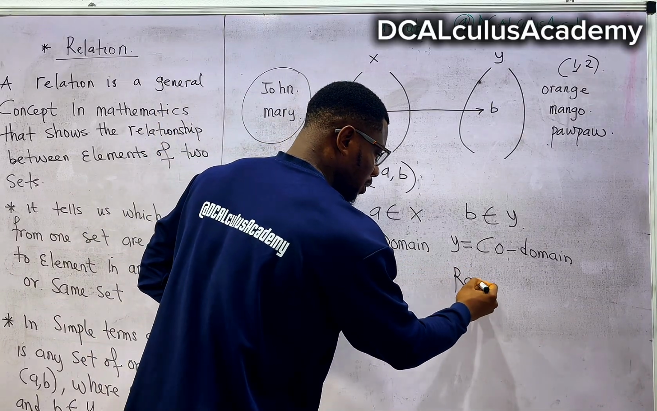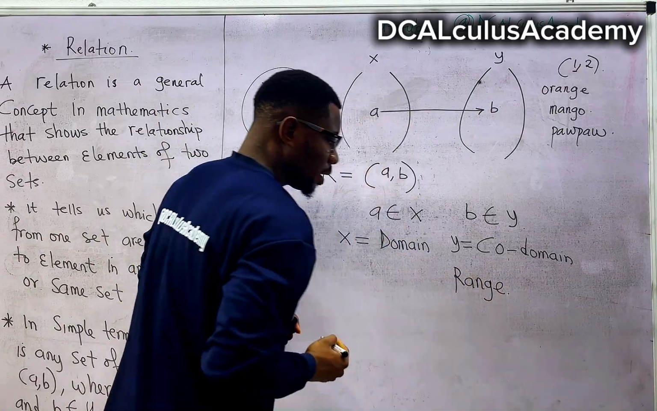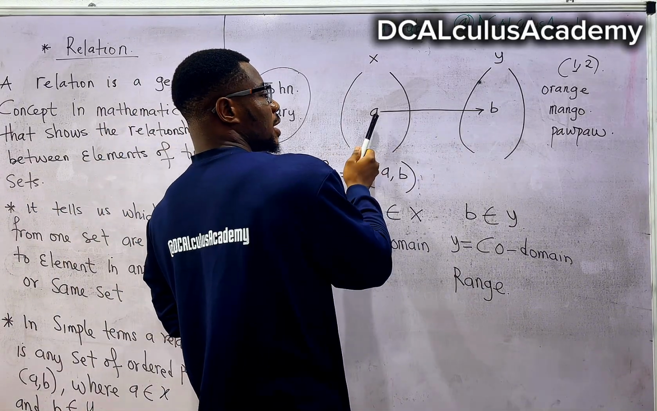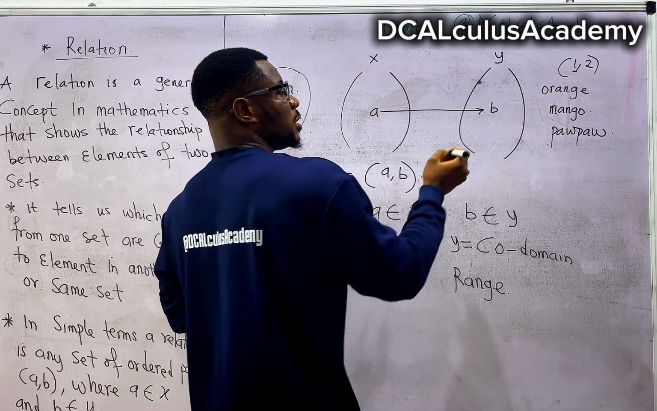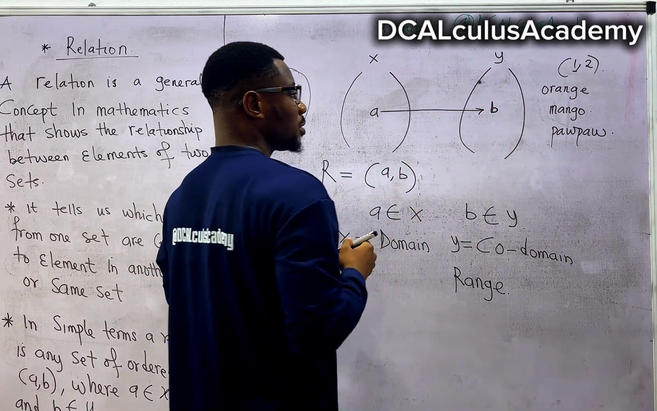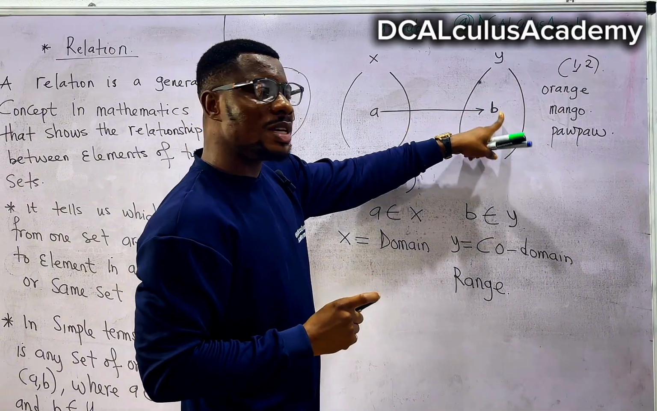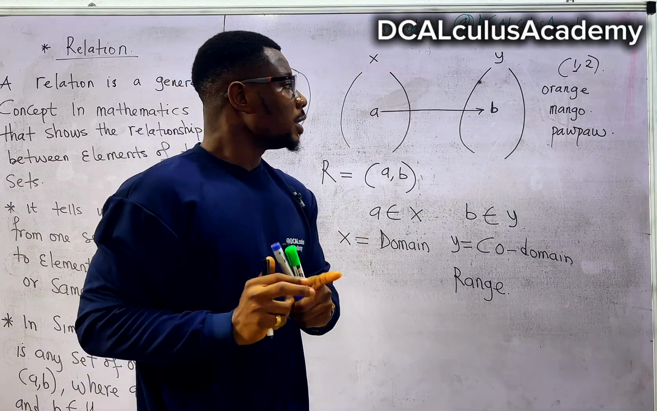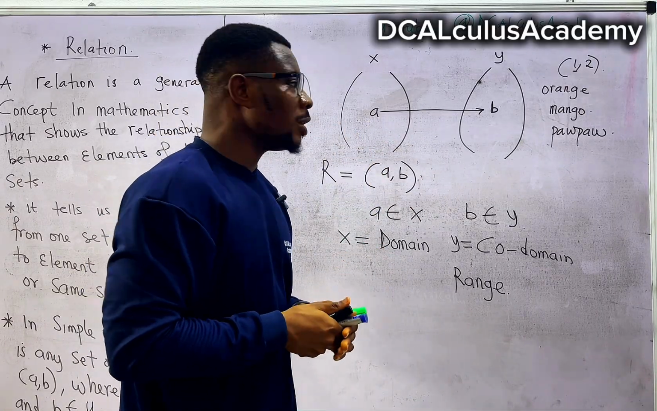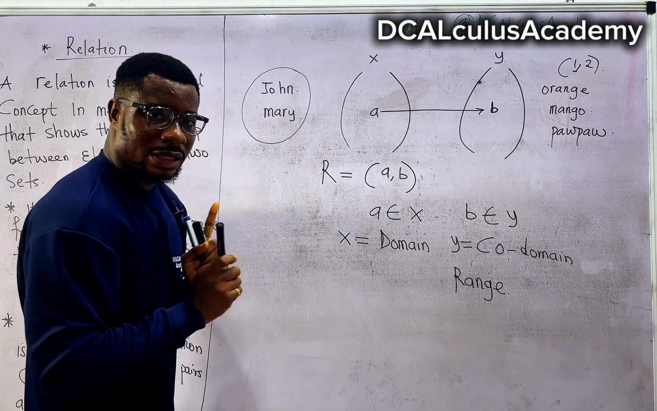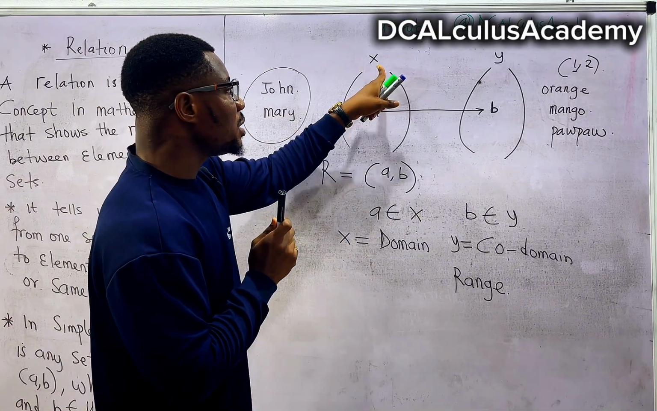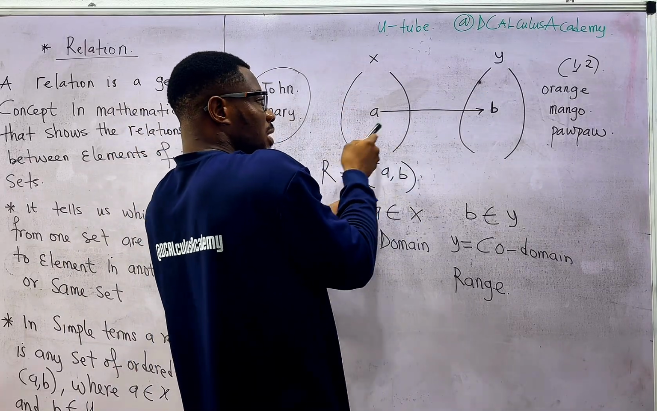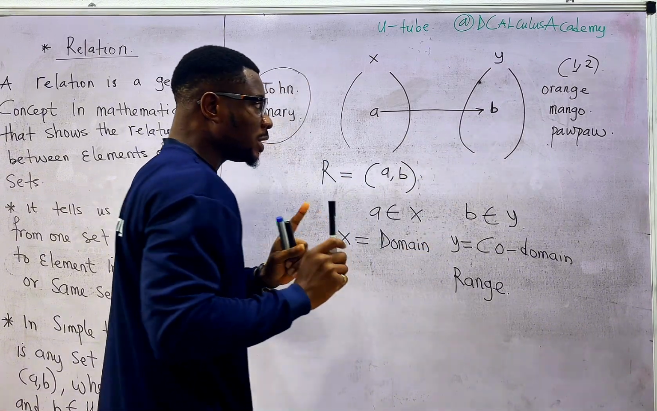Range. What is the range? What do we call the range of a relation? Listen. You see this element here, that element A relates to. These B are called images, or you can call B the image of A. So the set of all the images that the elements of this set form, they are called the range.